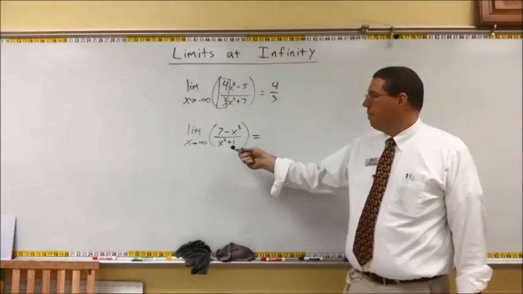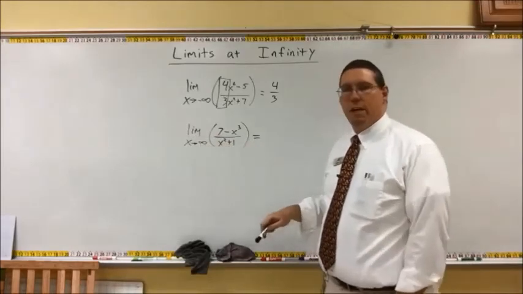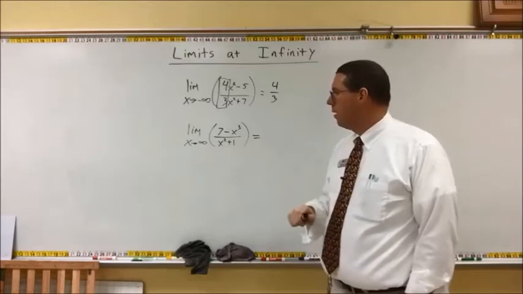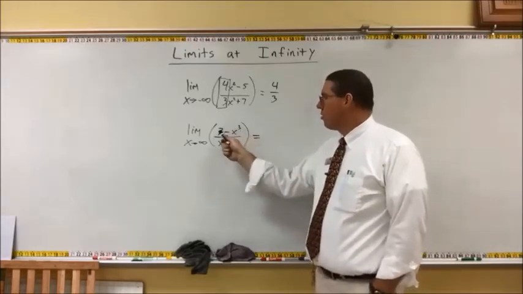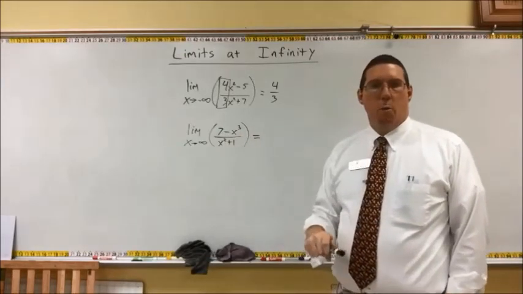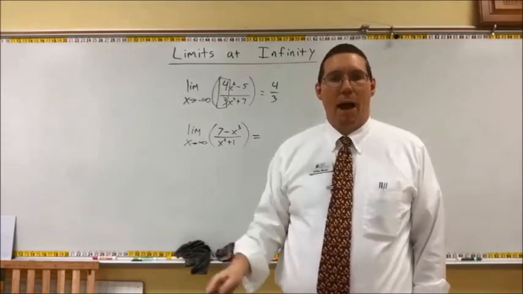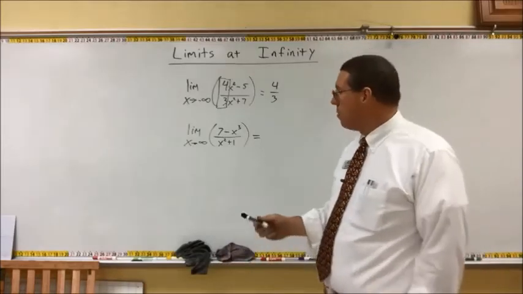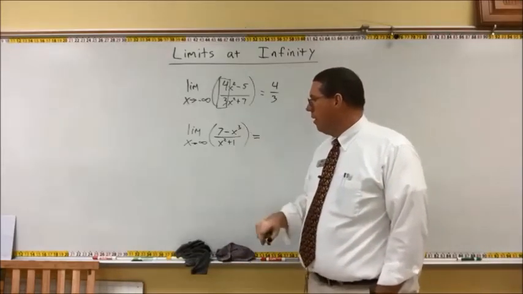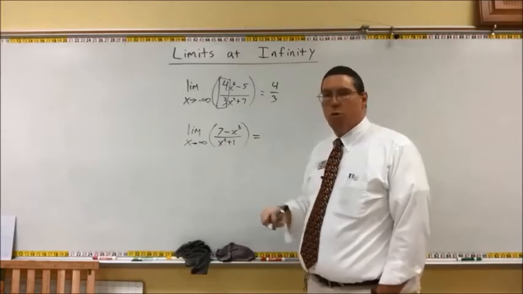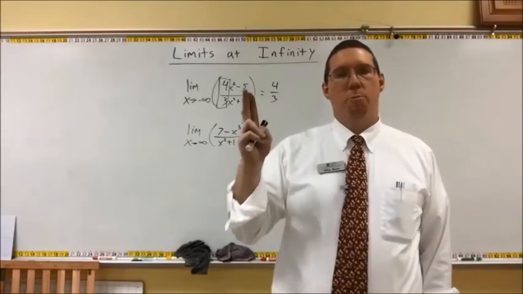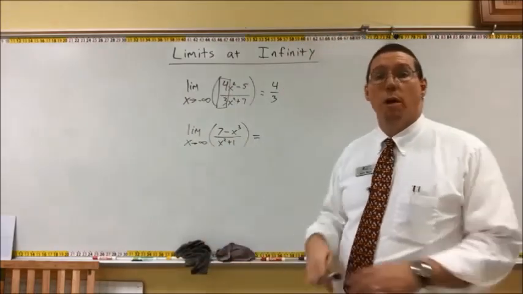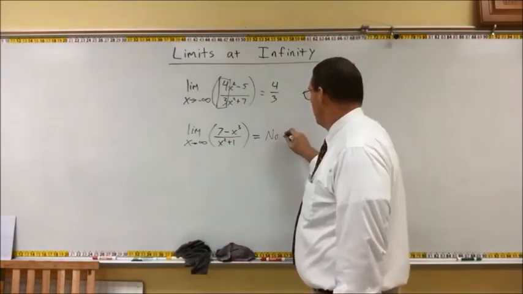All right, let's look at this one. We've got the limit as x approaches infinity of 7 minus x cubed over x squared plus 1. Now, it does not matter what order these terms are in. What matters is what is the highest power in the numerator and what is the highest power in the denominator. Well, the highest power of the numerator is 3. The highest power of the denominator is 2. Since the power of the numerator is higher than the power of the denominator, there is no limit. No limit.